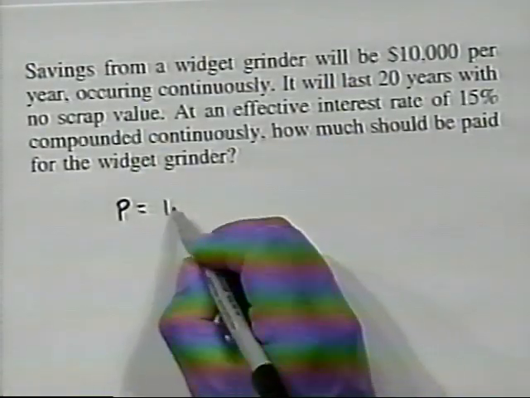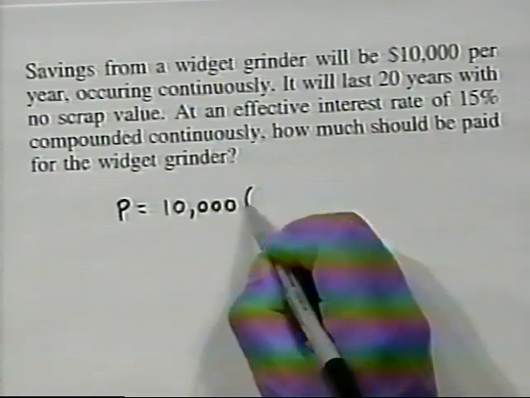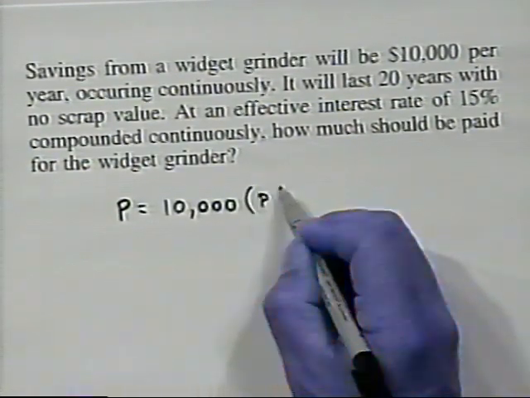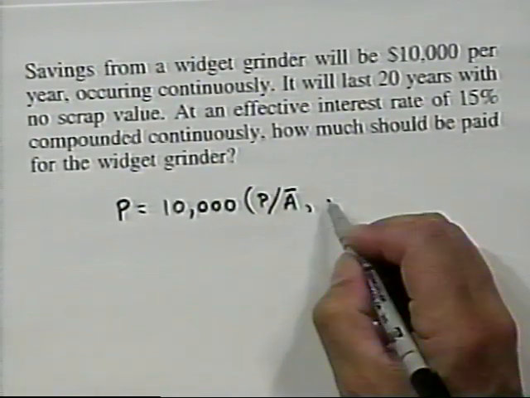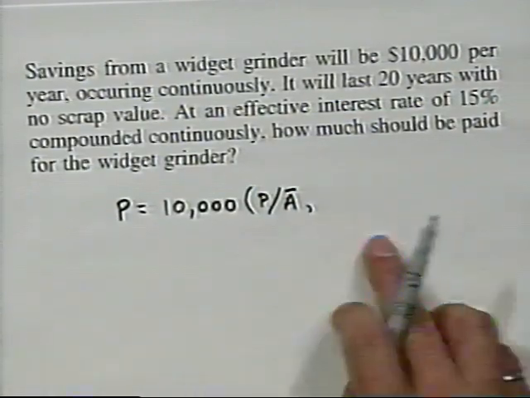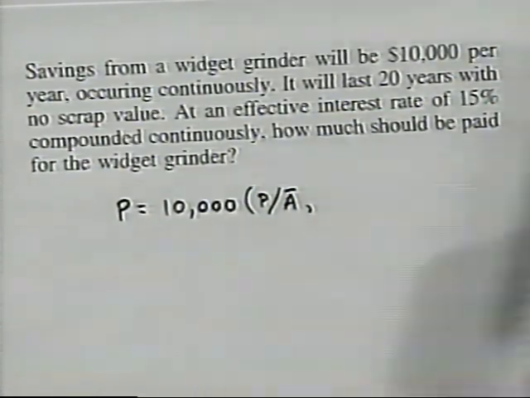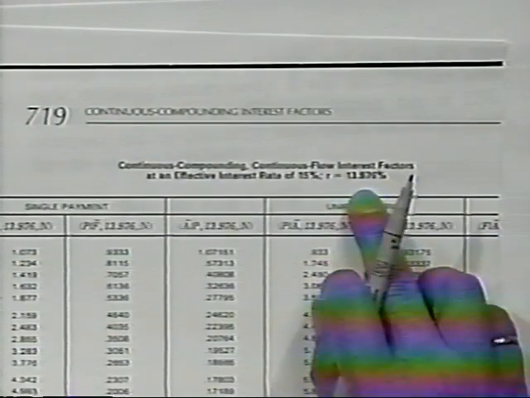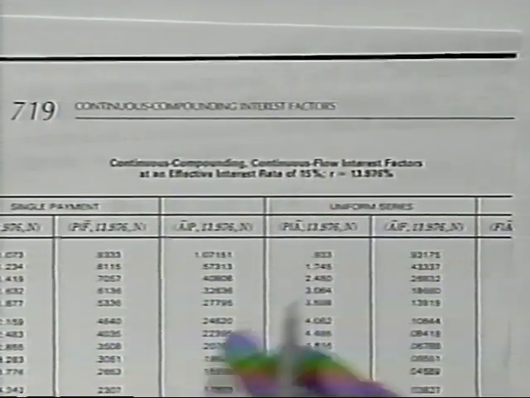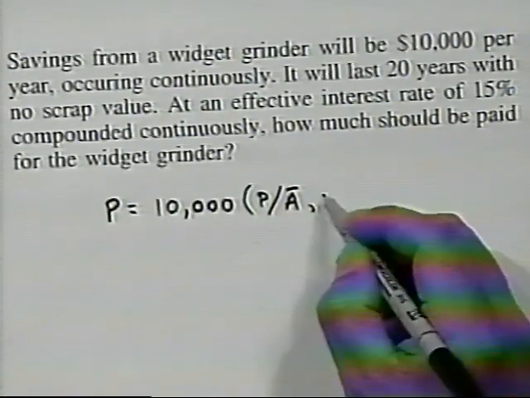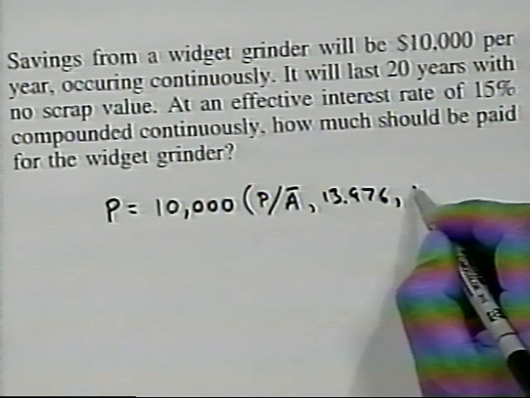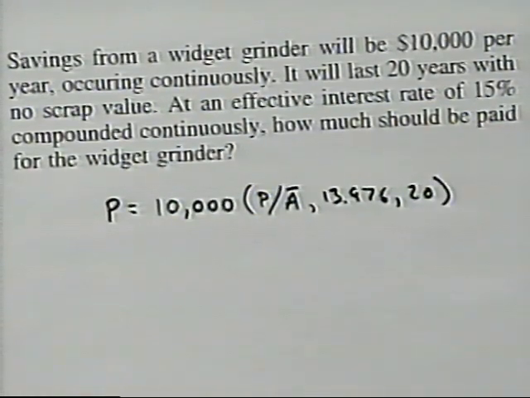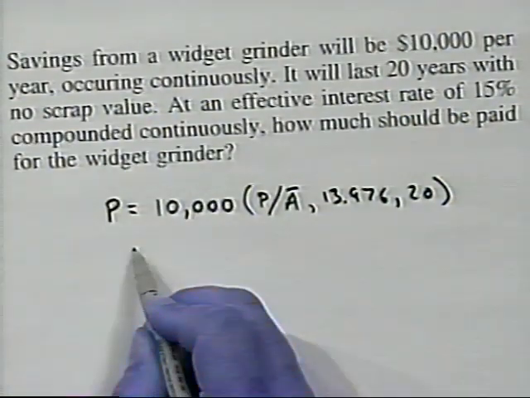Let me formulate the problem here first. What we have is $10,000 per year. We want to find the present worth given a continuous annuity of $10,000 at an effective interest rate of 15%, but since this notation is in terms of R, we can see from this table that the nominal rate that corresponds to that effective rate of 15% is 13.976%. So this is 13.976 over the 20 years. So the expression is fairly straightforward.